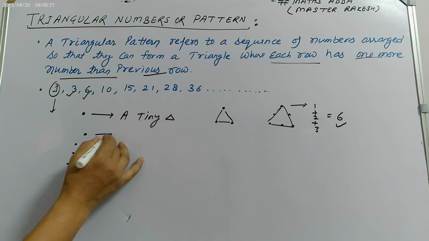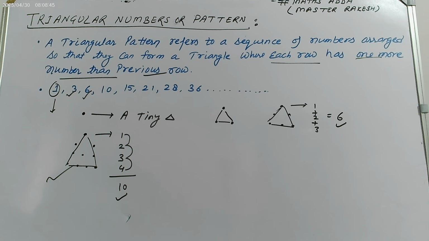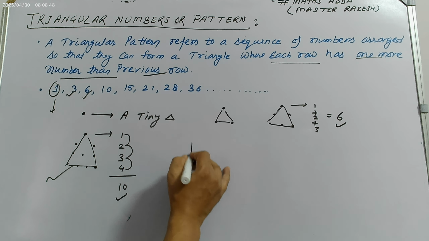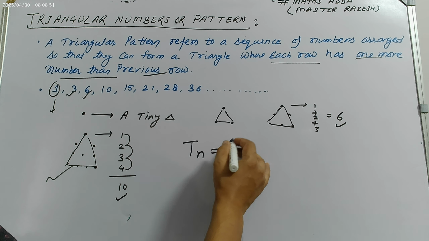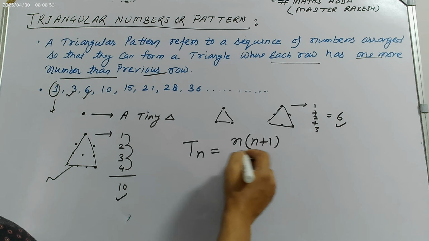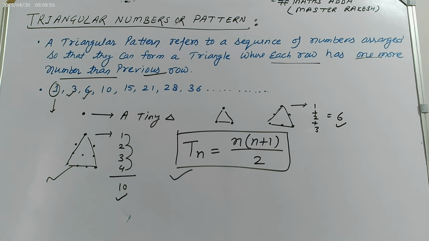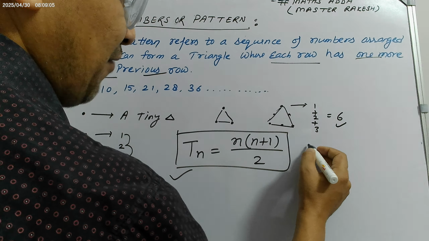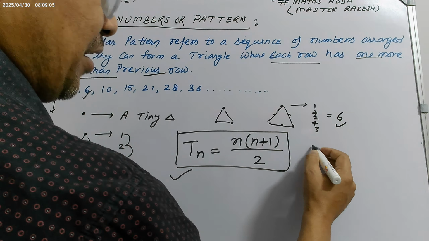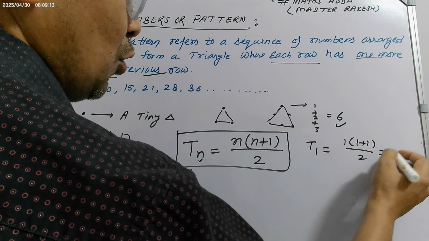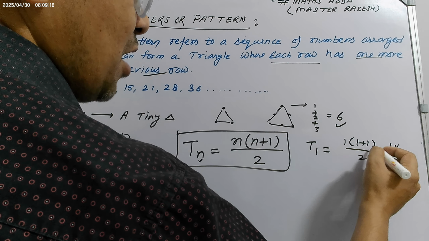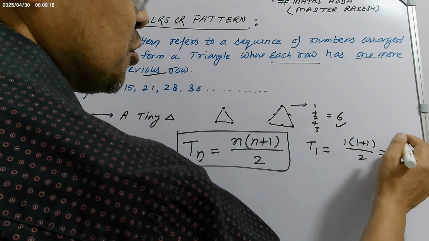Mathematically, if there is the nth triangular number Tn, what does the formula become? Tn equals n into n plus 1 by 2. This is the formula for this. In bigger classes you will read the same formula. Suppose I put the value of n as 1. So in place of n you are putting 1. T1 equals 1 into 1 plus 1 upon 2. 1 plus 1 is 2, 2 upon 2, 2 and 2 cancel, so we get 1. The first dot is 1.